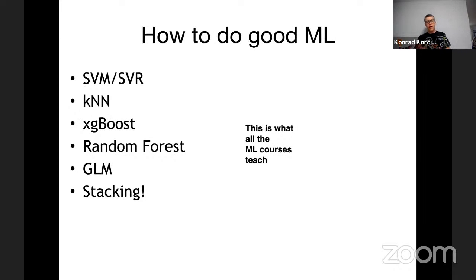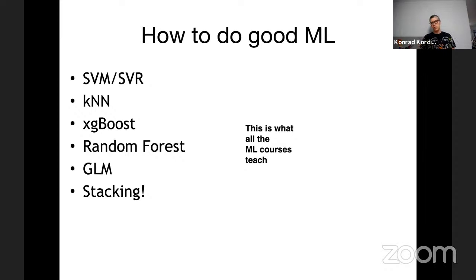But let's talk a little bit about how to do good machine learning. If you get into machine learning, it is a truly bewildering field. You read about support vector machines and support vector regression. You read about k-nearest neighbor methods, about XGBoost, which is a random forest method. You hear about generalized linear models. You learn about stacking. And people, when they get into machine learning, often believe that becoming good at machine learning is mastering and understanding all these techniques.